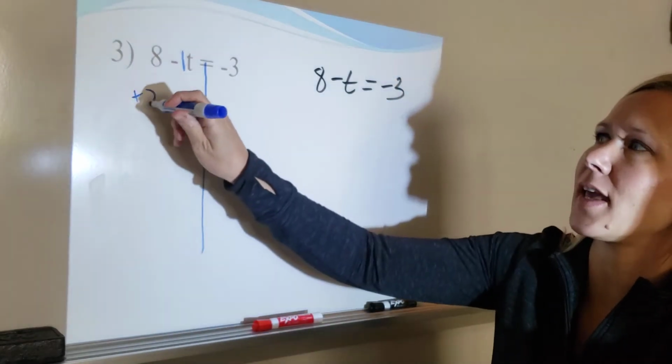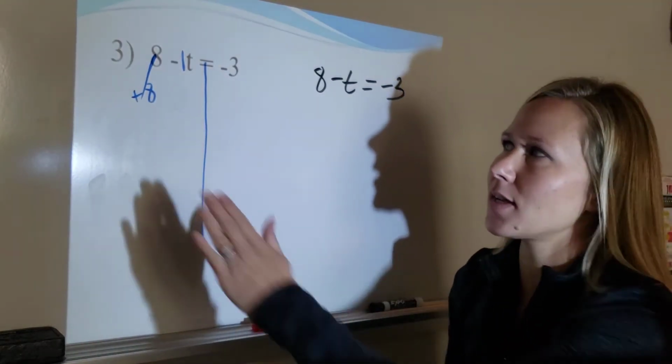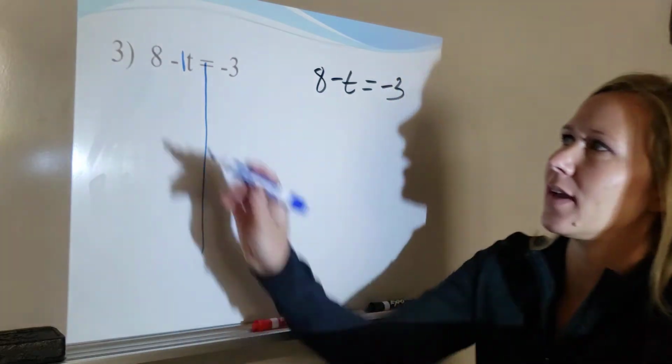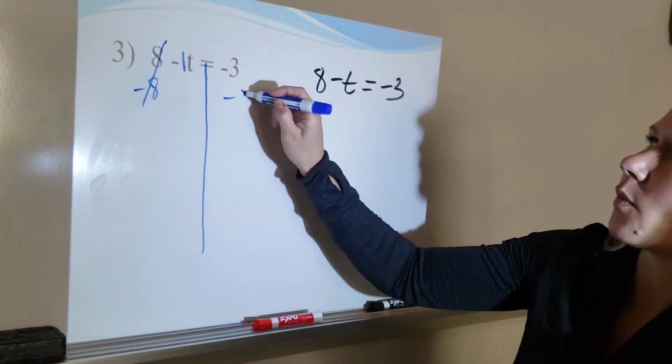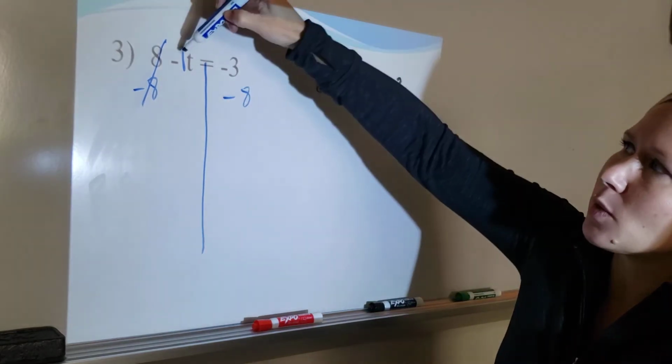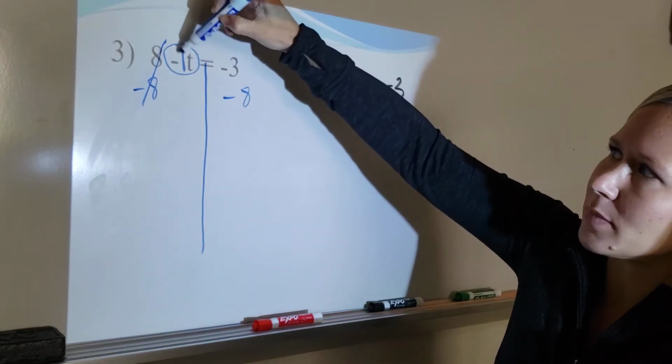But think about if I added 8, don't I just make 16? I can't cross that off. No way. That's a positive 8, so I'm going to have to take away 8. 8 take away 8, that's 0. Take away 8 on this side. Now, careful when you bring down. All of this has to come down.